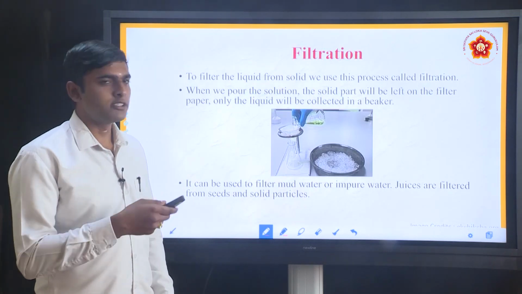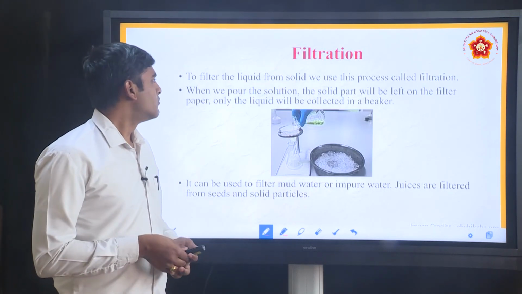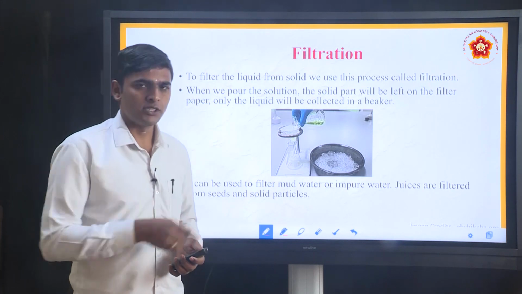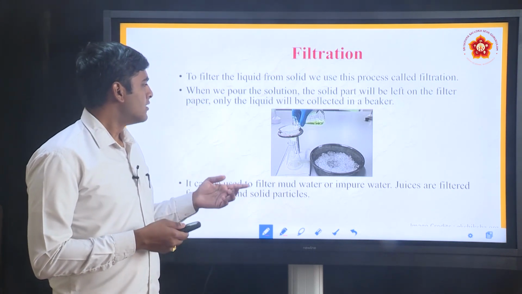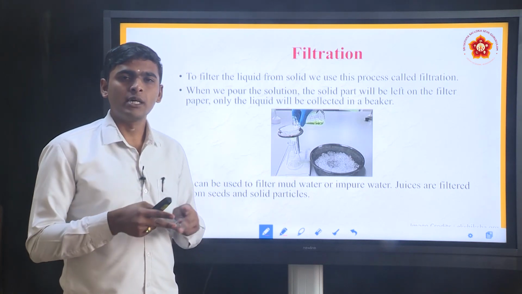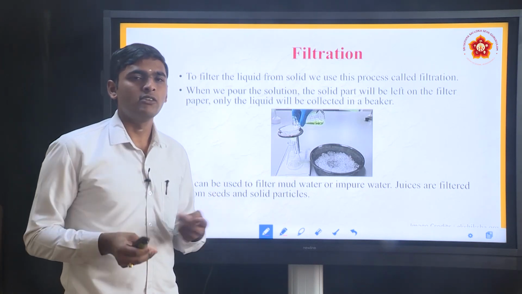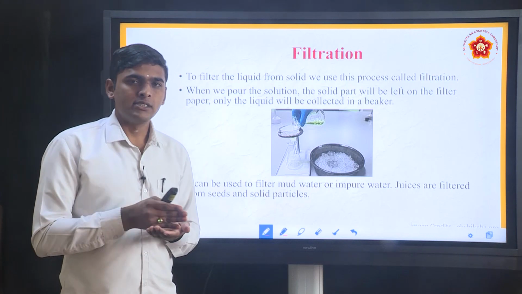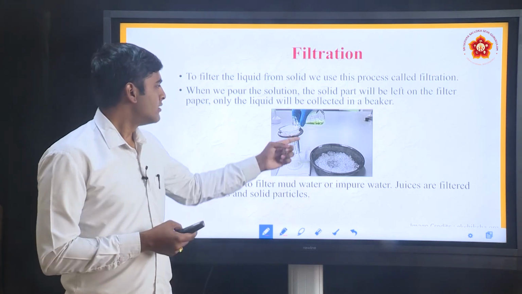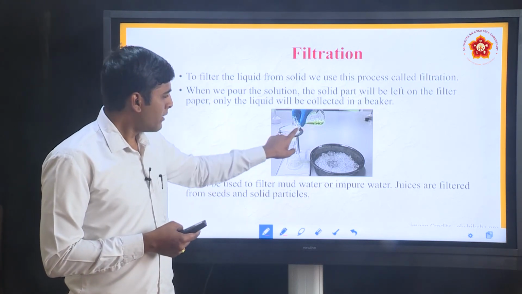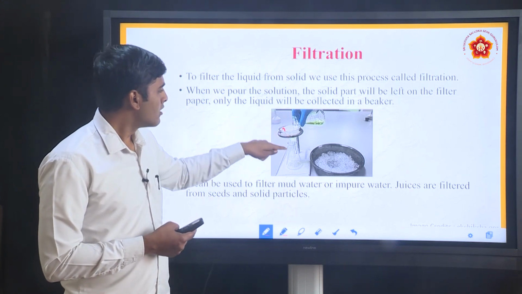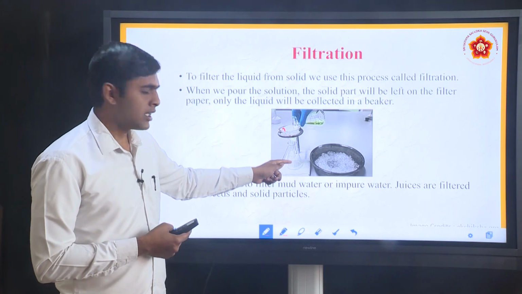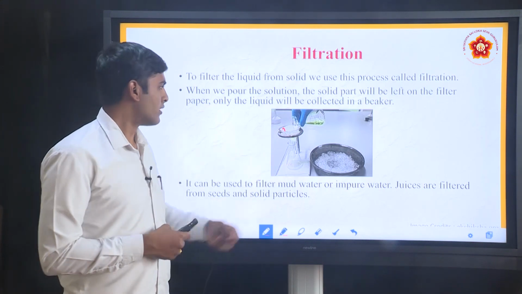Next method continues is filtration. To filter the liquid from solid, we use this process called filtration. Filtration happens when there are two types of components, two states of matter, one is solid and one is liquid. We can easily separate them by a filter. You can see in the picture, this is the liquid part and the solid part will settle down on the filter paper, and the liquid part will just get collected in the beaker.